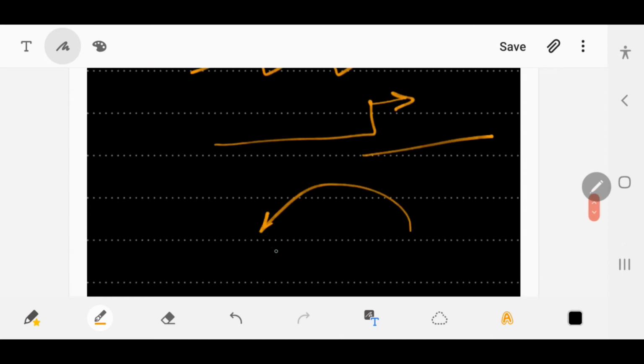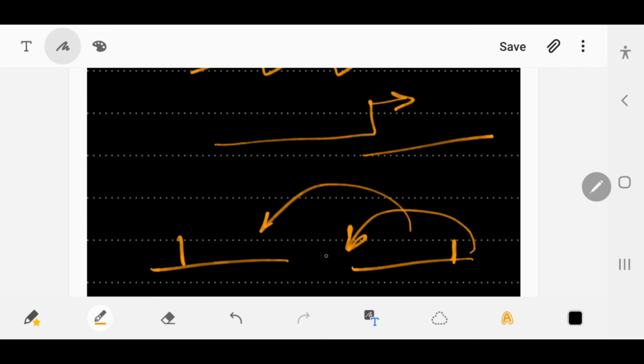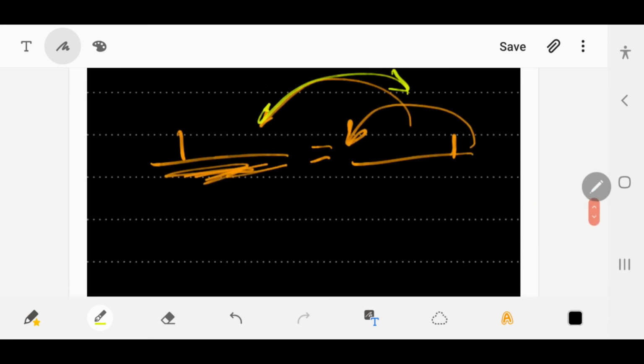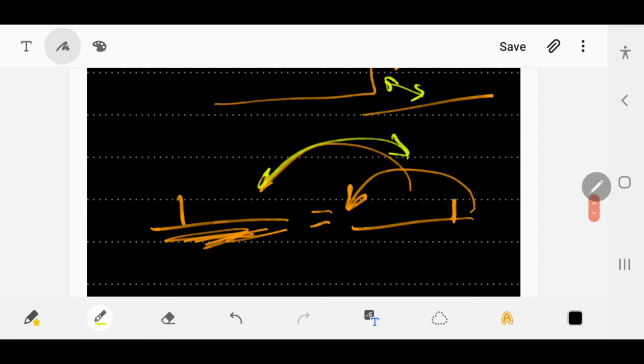Or if you flip this one to this side, you will have the same as the other compound here. So we cannot consider these two compounds or shapes as isomers, because actually they are the same. Okay, so isomers should have a different arrangement, a different way in which the atoms are bonded to each other.